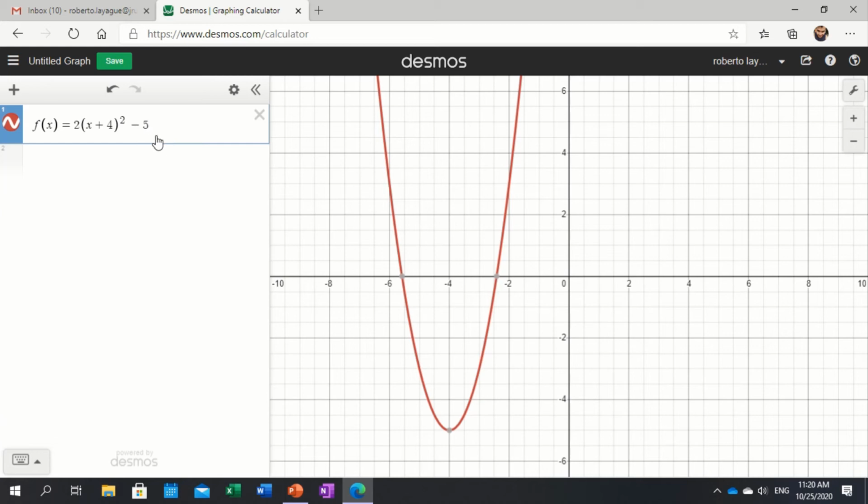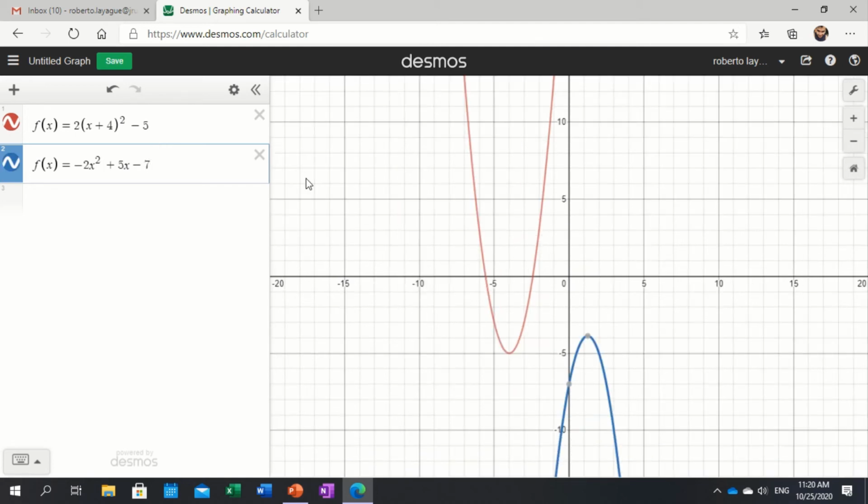That's a vertex form. Now how about if I want to graph it in standard form? So f of x equal to negative 2x squared plus 5x minus 7. So you can see the graph is there, it's downward. We're able to see that.